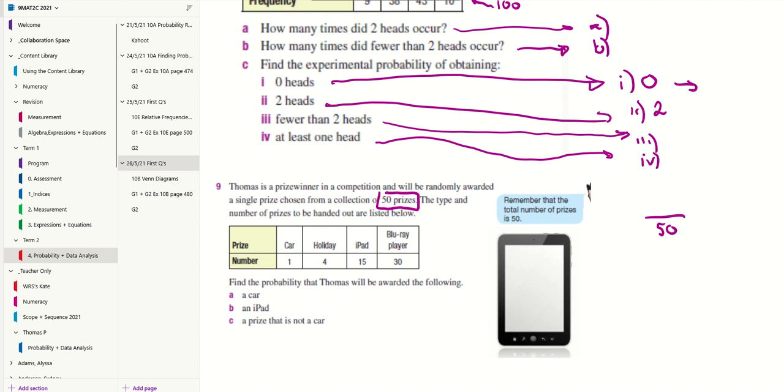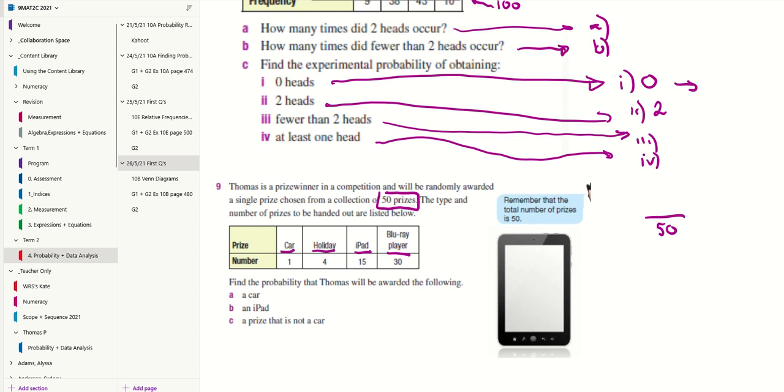The type and number of prizes to be handed out is below. So this is a car, this is a holiday, this is an iPad, and this is a Blu-ray player. In the column underneath is the number of prizes that are going to be handed out.